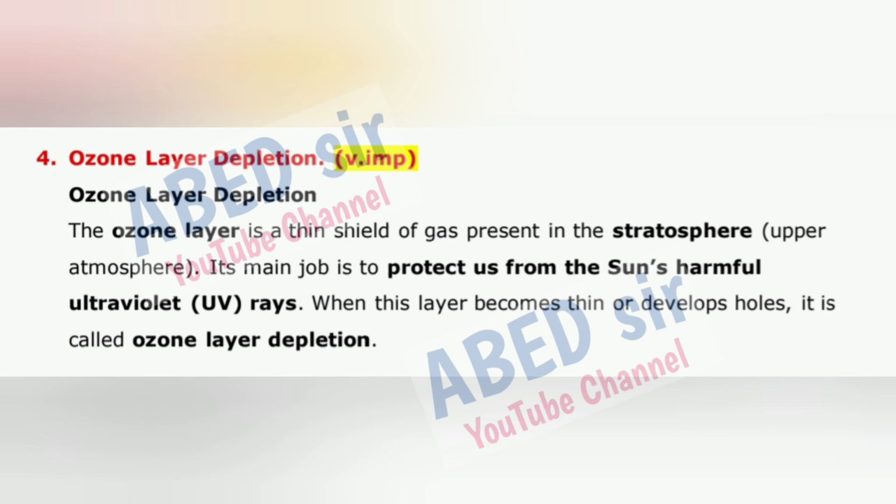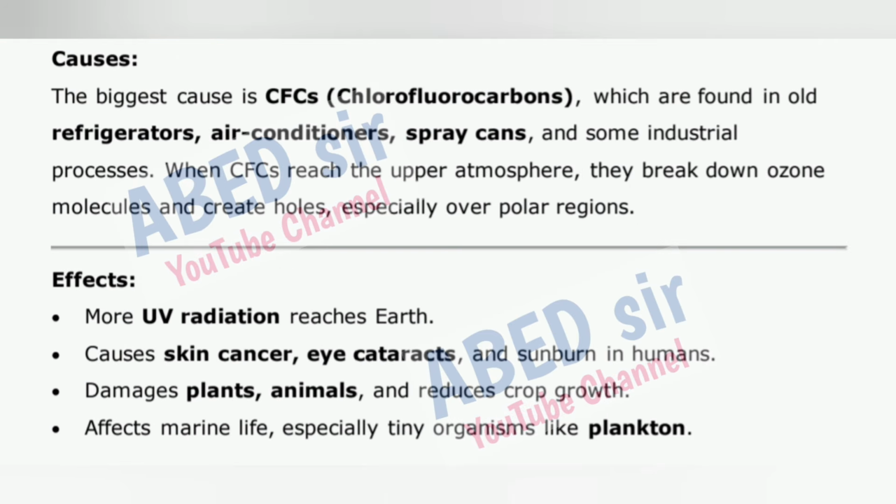Ozone layer depletion. The ozone layer is a thin shield of gas present in the stratosphere, upper atmosphere. Its main job is to protect us from the sun's harmful ultraviolet UV rays. When this layer becomes thin or develops holes, it is called ozone layer depletion. Causes. The biggest cause is CFCs, chlorofluorocarbons, which are found in old refrigerators, air conditioners, spray cans, and some industrial processes. When CFCs reach the upper atmosphere, they break down ozone molecules and create holes, especially over polar regions.